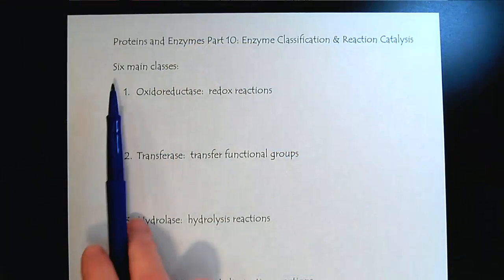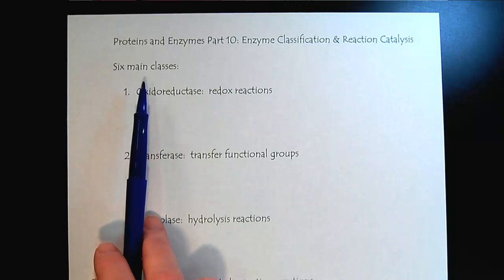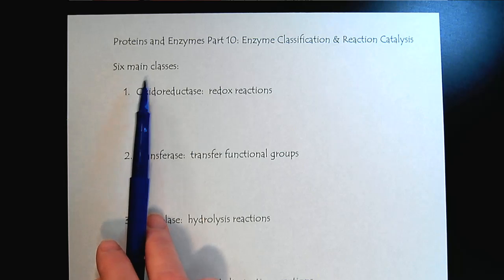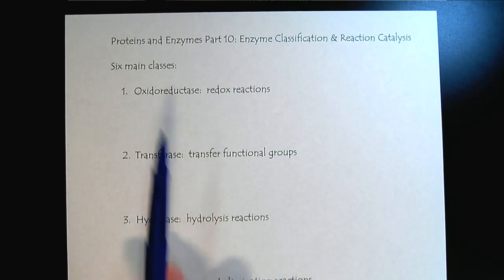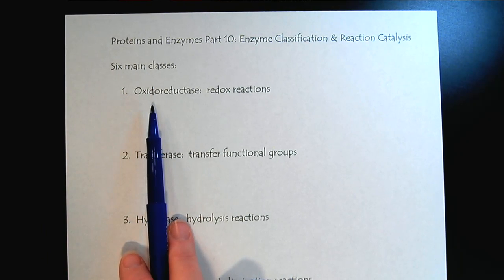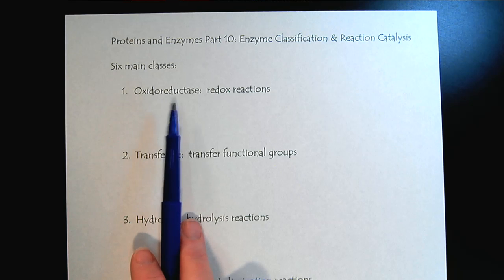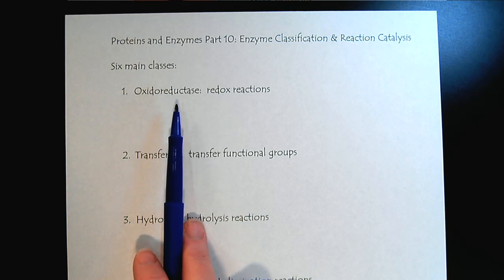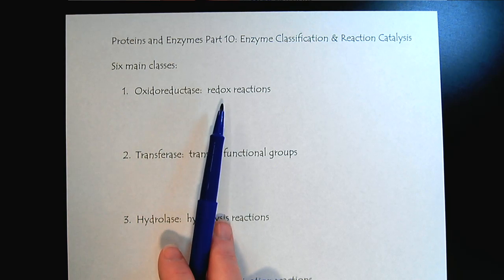Alright, so we're going to focus on 6 main classes of enzymes. There's always more when people get into details, but this is the heart of the matter. As in our study of functional group reactions, we see that oxidation and reduction are very important. So there's no surprise here.